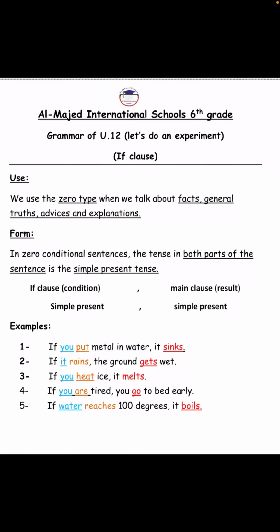What do we mean by the simple present tense? That if we have a singular subject, he, she, it, we add s to the verb. And if we have a plural subject, we don't add s to the verb.